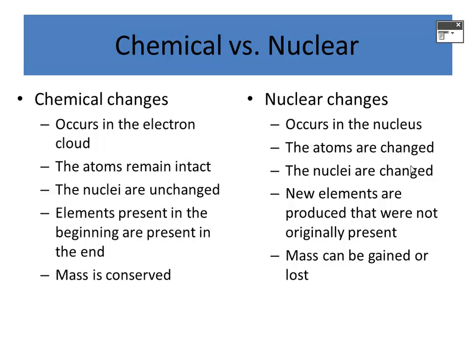These are different. This is chemical and nuclear reactions. So chemical and nuclear changes are different. Most of the time in chemical reactions, we're talking about changes in electrons, and the nuclei are the same, and they just move around like we talked about in the last class. The elements at the beginning are the same as the ones in the end, and mass is conserved. Nuclear is a little weird. They change the nucleus. We have new elements produced, new types of atoms, and mass can be gained or lost. Okay, so these are a little different.